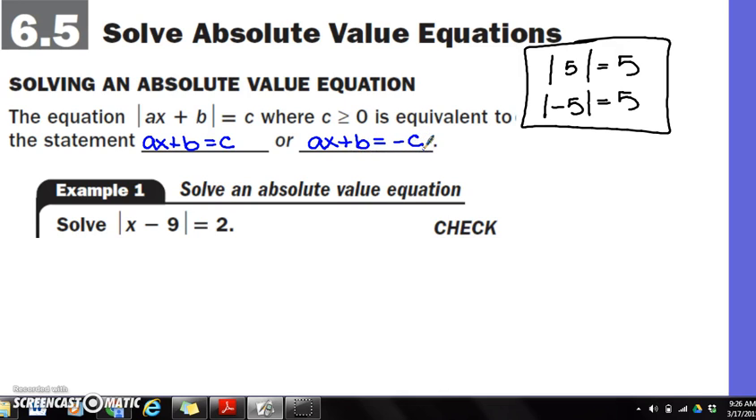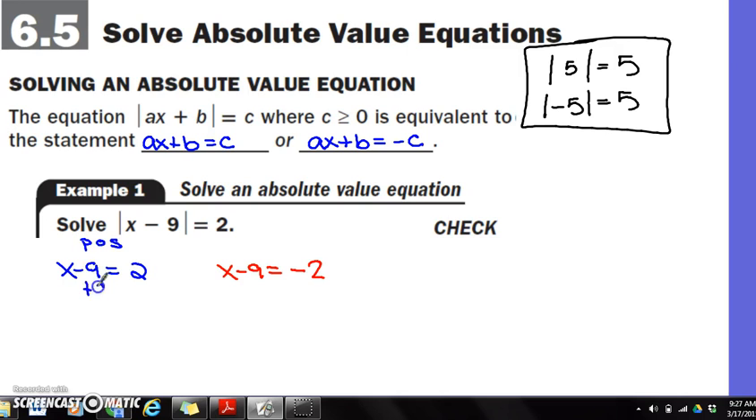So write this down. You might need to pause this, but we're going to do an example 1, and you're going to have 2 problems for each example, and then we're going to show you how to check. So you're going to break this down into 2 problems, a positive side and a negative side, and you'll see what I mean. The positive side is x minus 9 equals your positive 2, and your negative side would be x minus 9, and here we change it to a negative 2. So you're going to solve both of these problems.